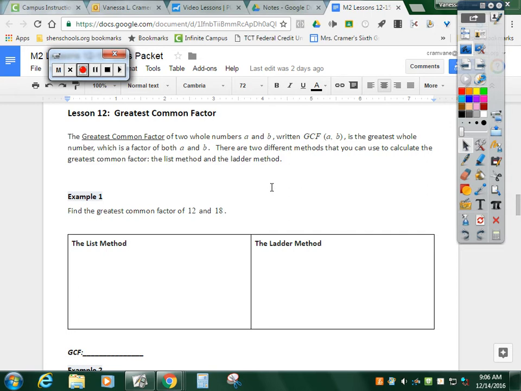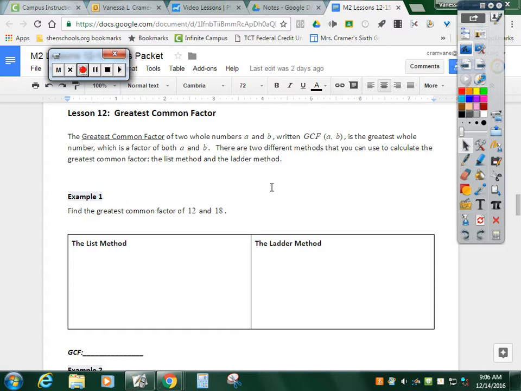Today in class, we'll be doing Lesson 12, the greatest common factor. The greatest common factor of two whole numbers, a and b, written GCF of a and b, is the greatest whole number which is a factor of both a and b.